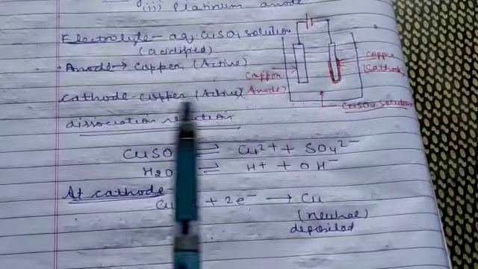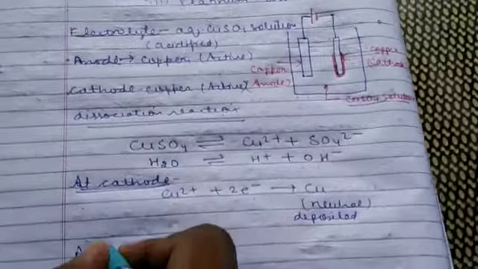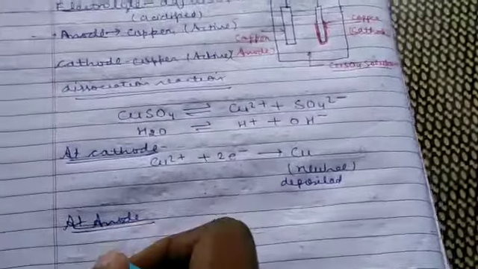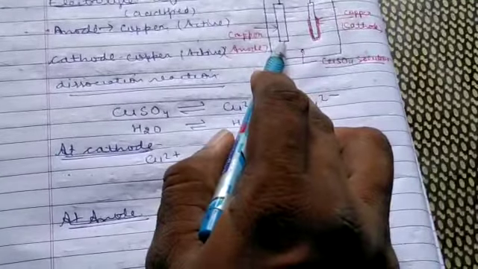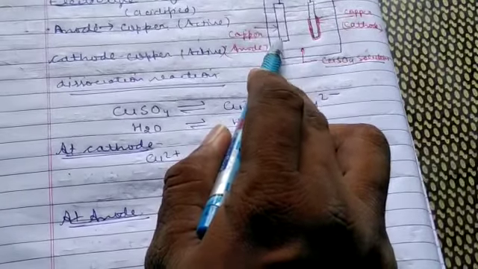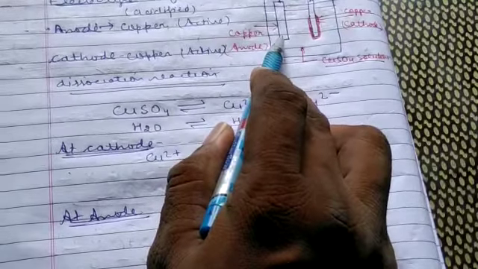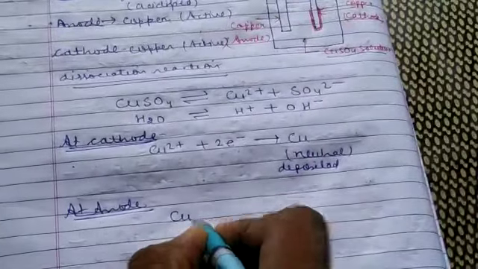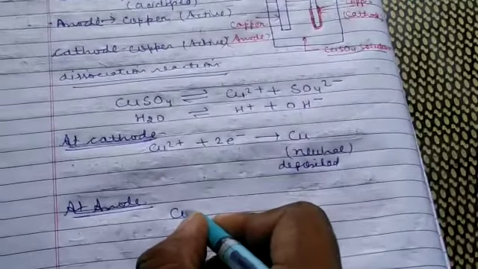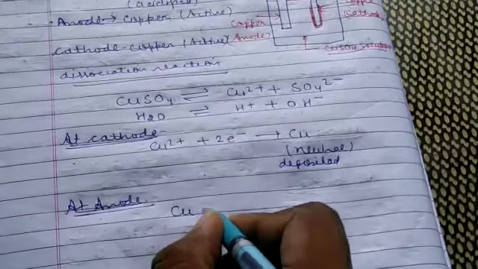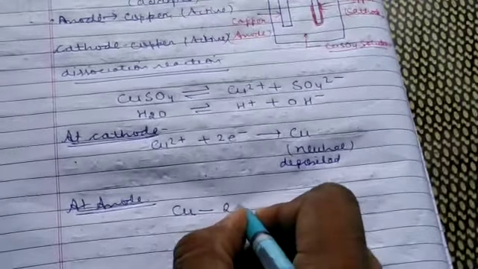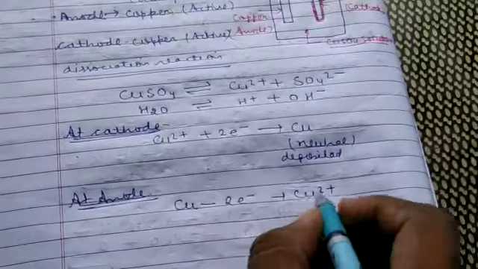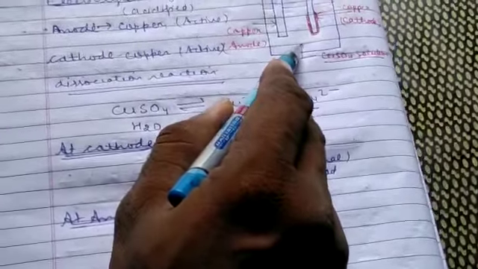And what happens at anode? At anode, as the anode is itself an active electrode, it will take part in the electrolytic reaction. Because the anode is made up of copper, it will lose 2 electrons to form copper ion, and this copper ion will emerge out into the solution.